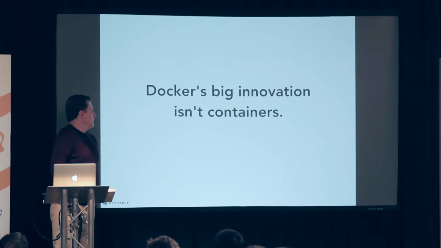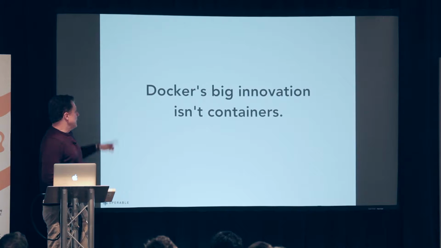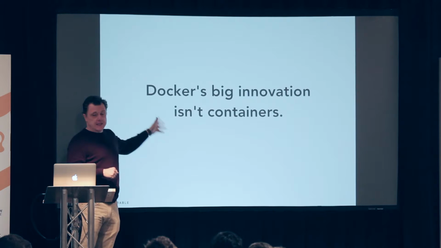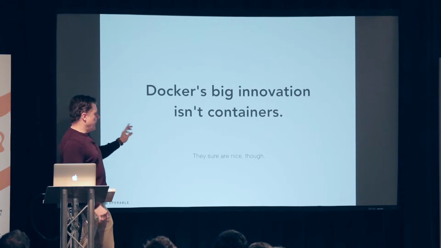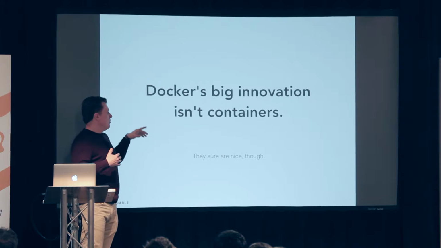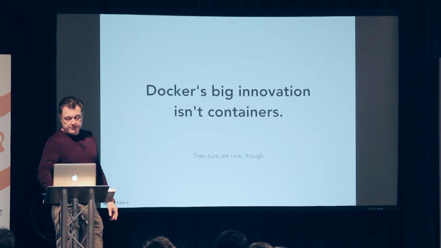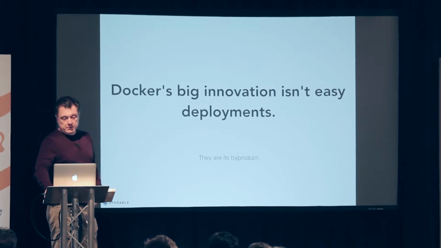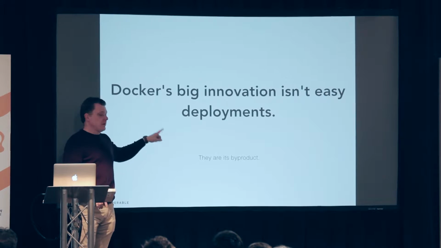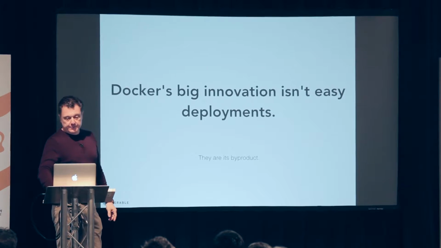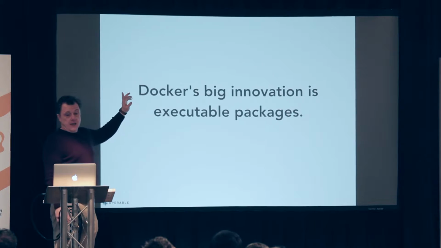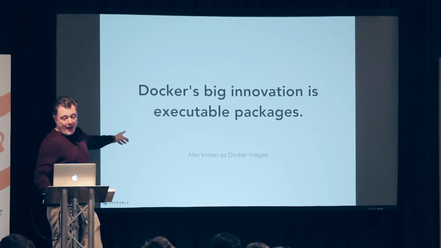So let's talk about Docker. Docker's big innovation, and these are all my personal opinions, is not containers. They are really nice, though, and incredibly useful, but it's not Docker's core innovation. And Docker's big innovation isn't really about easy deployments either. Really, these easy deployments are the byproduct of their central innovation. So you might be asking, what is their central innovation? I think Docker's big innovation is Docker images. And another way to think of them is as executable packages.